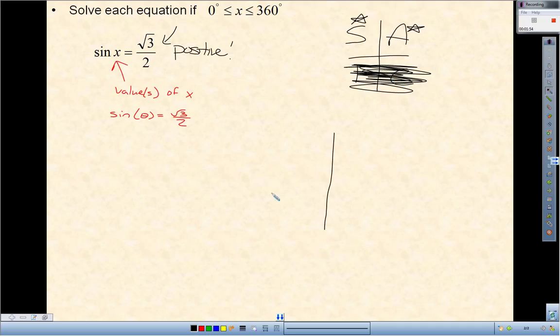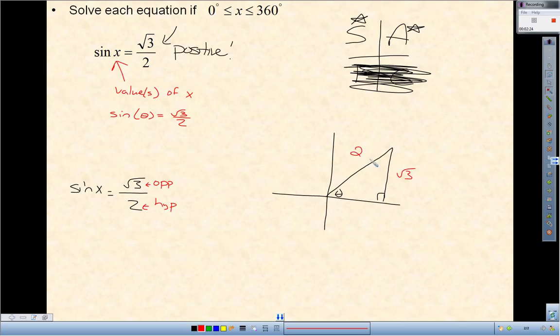Alright, so since quadrant 1 is one of those choices, I want to draw a standard triangle in quadrant 1 with a standard reference angle. And what I notice is that sine is opposite over hypotenuse. So opposite over hypotenuse would imply that the square root of 3 is my opposite and 2 is my hypotenuse. So here's my reference angle. That means this would be square root of 3 and this would be 2.